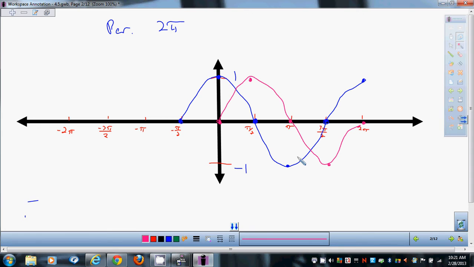But it's going to be just as simple as these things that we do on the walls all over the place. I'm going to be showing you how we're going to shift them vertically and horizontally, how we're going to stretch them and compress them, and all that stuff. But here are the parent functions, sine and cosine.